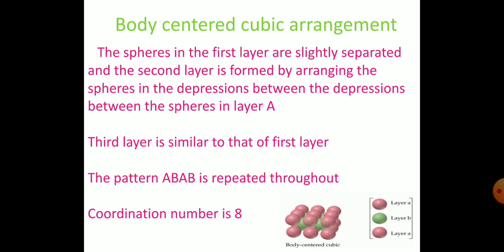In the case of body centered arrangement also, layer A is the normal one. In layer B, the atoms are arranged in the depressions, and again the third layer is similar to layer 1. And this AB pattern is repeated throughout this arrangement of body centered cubic system, and here the coordination number is 8. So with this the packing of different types is over.